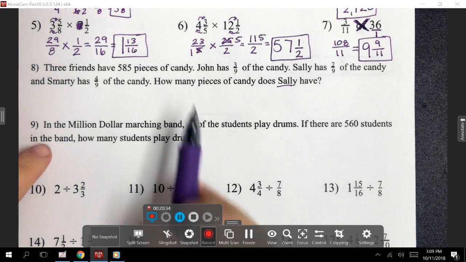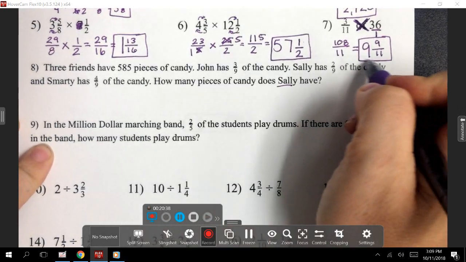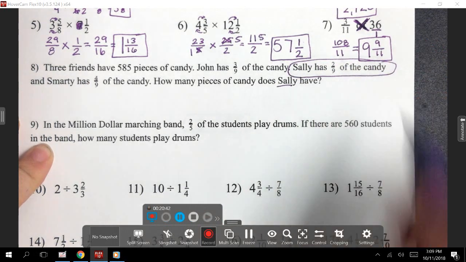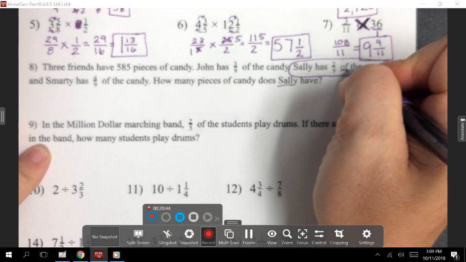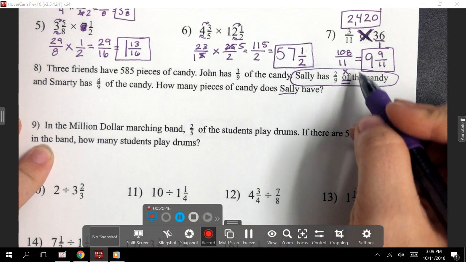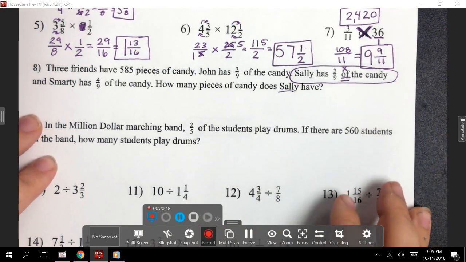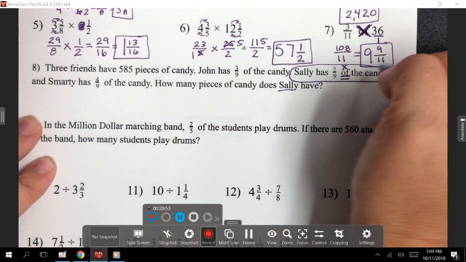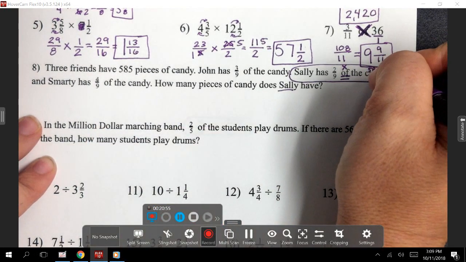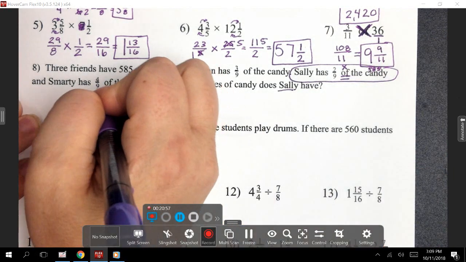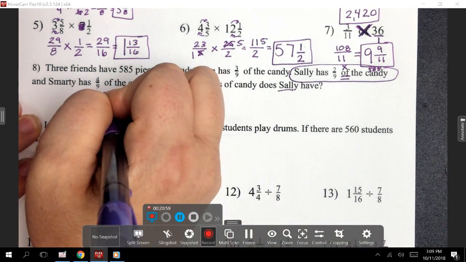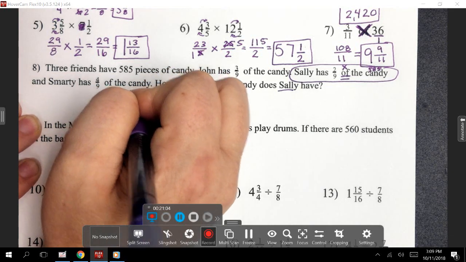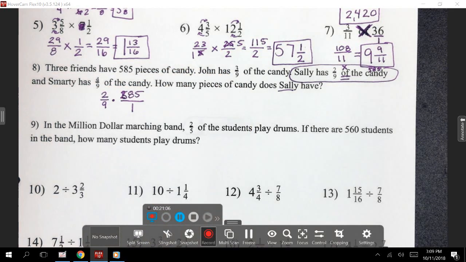We talked about a lot in class how we're talking about Sally here. So it's just really asking us this piece about Sally has 2/9 of the candy. We also mentioned how of is multiplication. And then it says of the candy. And it told us in the very beginning how many pieces of candy there were. So we have 585 right here. So I have 2/9 of 585, which would be times 585. And I'm going to put that over 1 since it's a whole number.